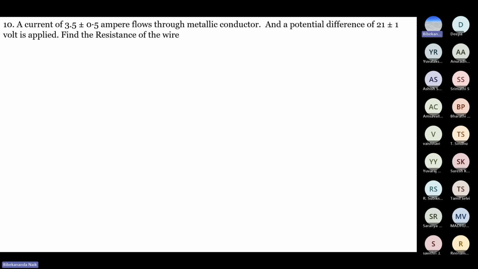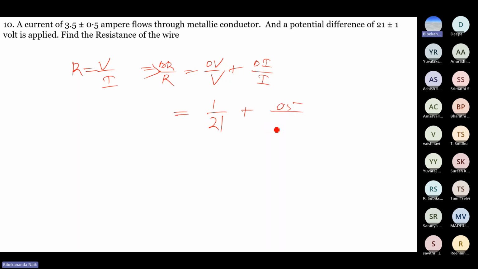Since we have solved this type of question earlier, we simply know R equals V by I. So delta R by R will be delta V by V plus delta I by I. Here delta V is 1, V is 21, delta I is 0.5 and I is 3.5. It will give us 0.191, so we can write it as approximately 0.19.